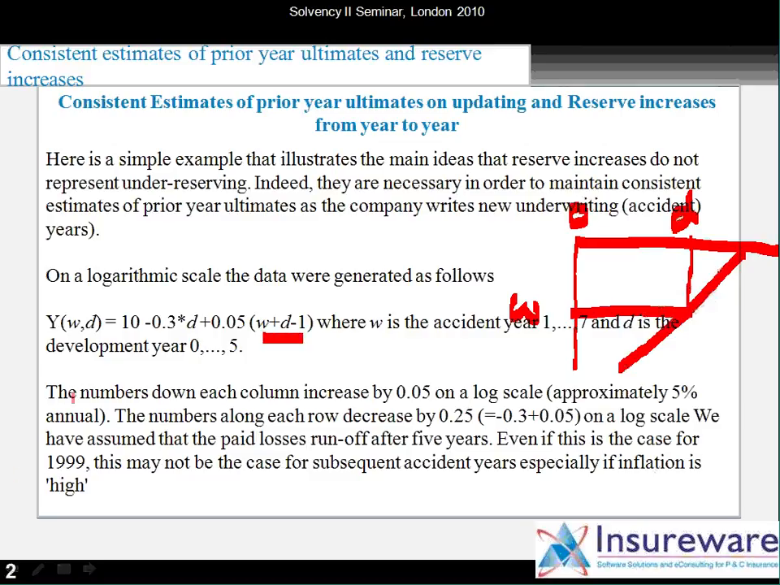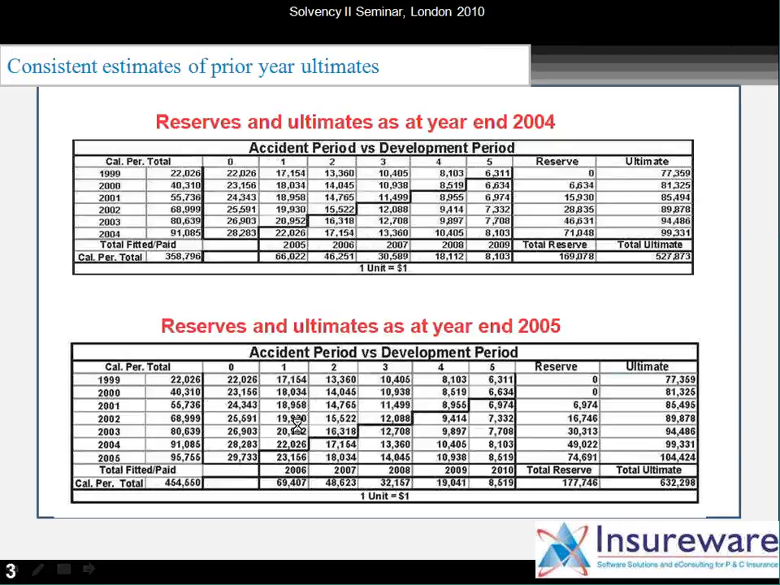So over here we've got data that is deterministic. On the logarithmic scale there's a level of 10, there's a decay of 30%, and there's a calendar year trend, say of 5%, which is constant. So this is deterministic data. And we also know that the calendar year trend, the 5%, projects on the accident year and the development year. So here are the numbers based on this deterministic equation. And let's suppose that we have complete runoff after 5 or 6 years. So at development year 5, there's no more to pay thereafter.